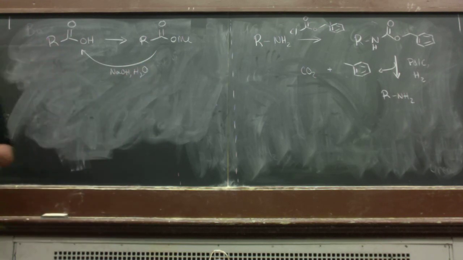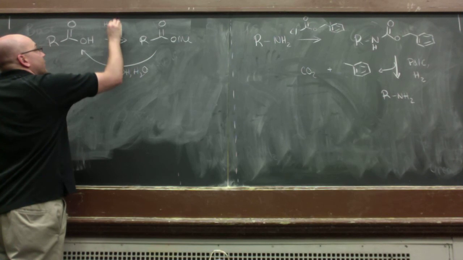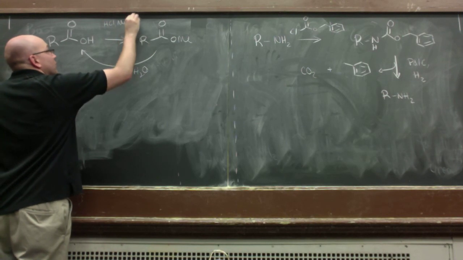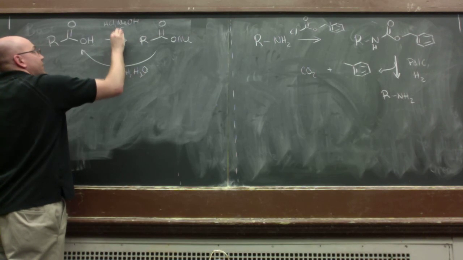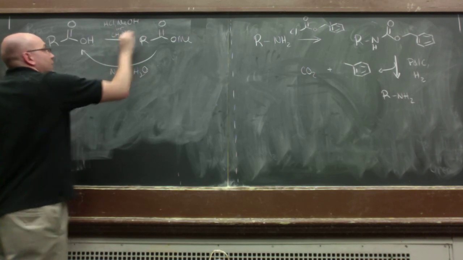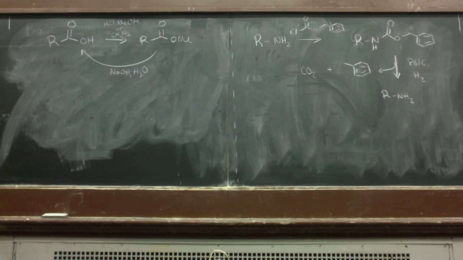Right. How might we put it on there? Yeah, so we could use acid and methanol, right? So we could use diazomethane, right? So we can imagine HCl, methanol, or what did I say? CH2N2. Okay, so you sort of get that from the carboxylic acid side.